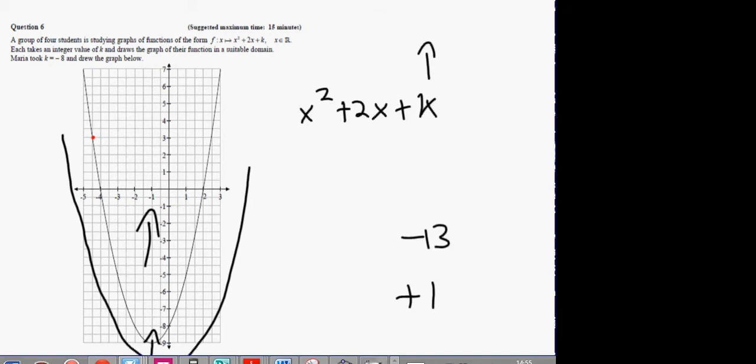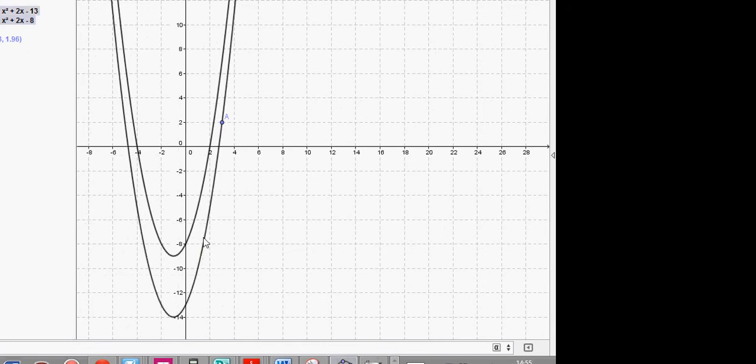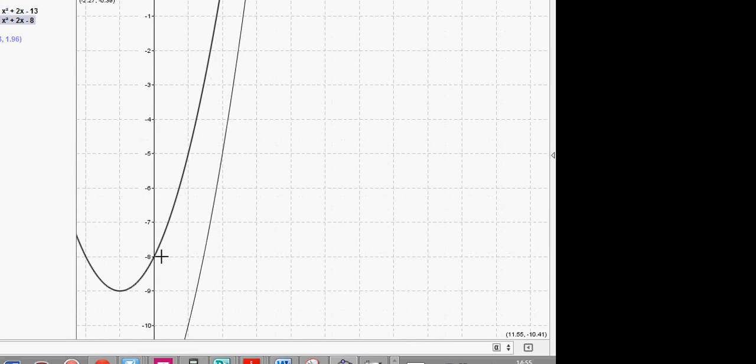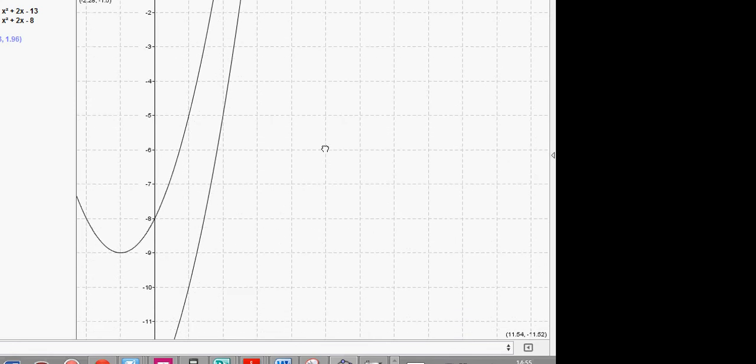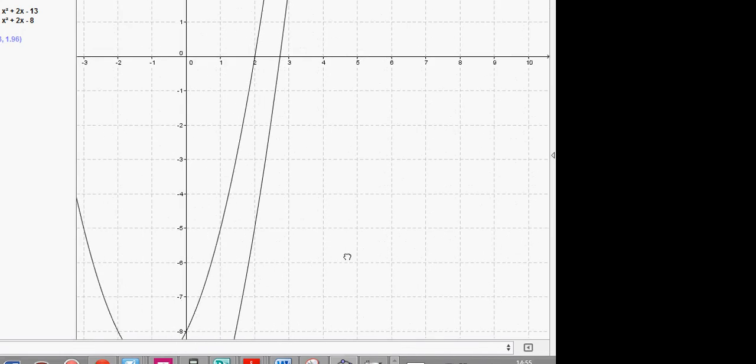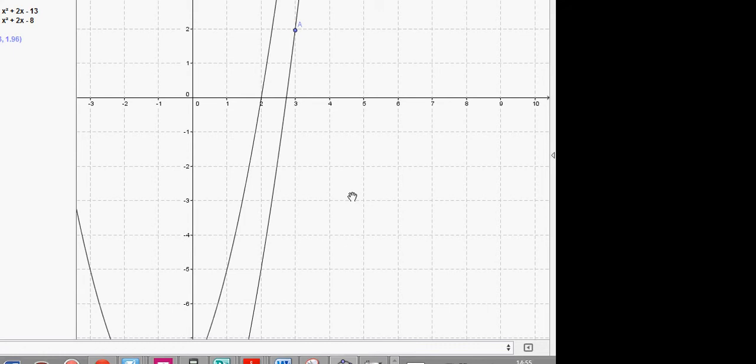Now, if you look at this graph here, okay, look at where they cross the y-axis. One of them crosses at minus 8. Which one's that again? x squared plus 2x minus 8. The other one crosses at minus 13. Where do you think this one's going to go? If it's x squared plus 1, it's going to cross at 1. So y equals x squared plus 2x plus 1. And look, there it is there.